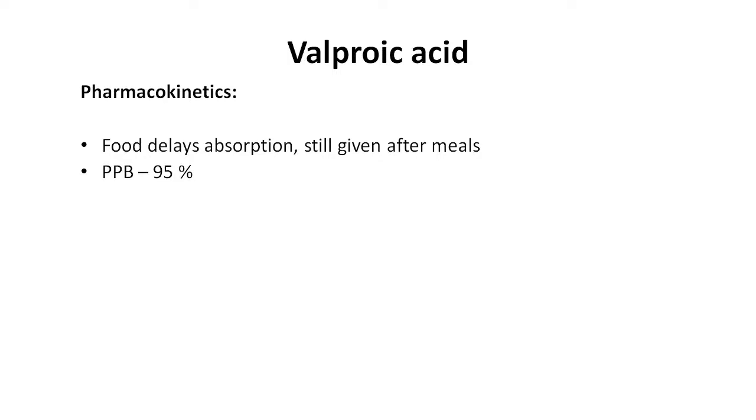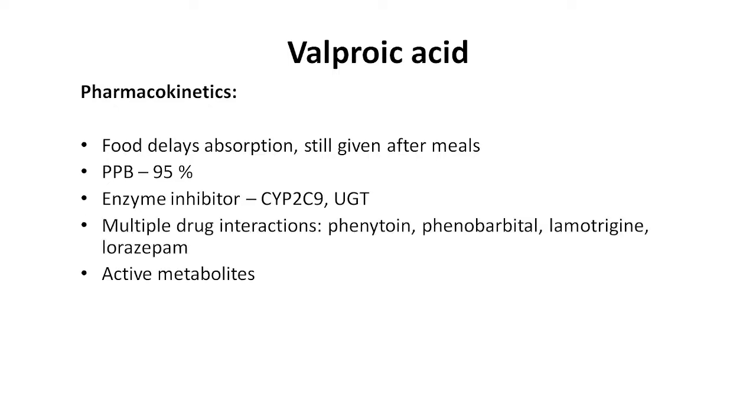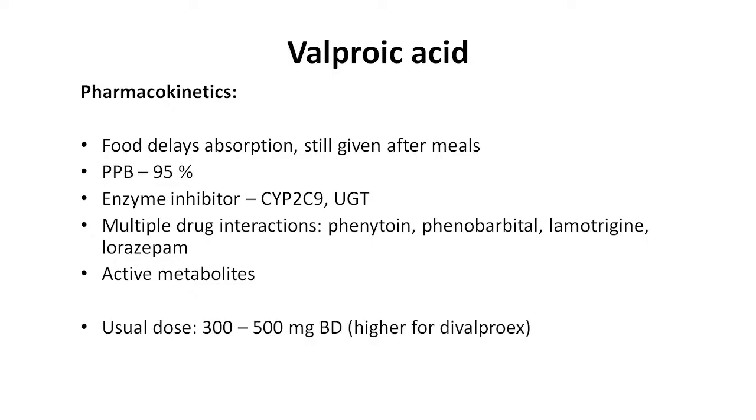There is very high plasma protein binding of 95%. Unlike phenytoin and carbamazepine, which are enzyme inducers, valproic acid is an important enzyme inhibitor. It's a microsomal enzyme inhibitor, particularly of CYP2C9, and there is another enzyme called UGT, uridine glucuronosyltransferase, which is also responsible for metabolism of a small group of drugs. Because of that, you see multiple drug interactions. You see valproic acid interacting with phenytoin, phenobarbital, lamotrigine, all important anti-epileptic drugs, also with lorazepam, because lorazepam has some connection with UGT. Valproic acid gets converted into active metabolites. These are the general doses for valproic acid, 300 to 500 milligram twice daily.